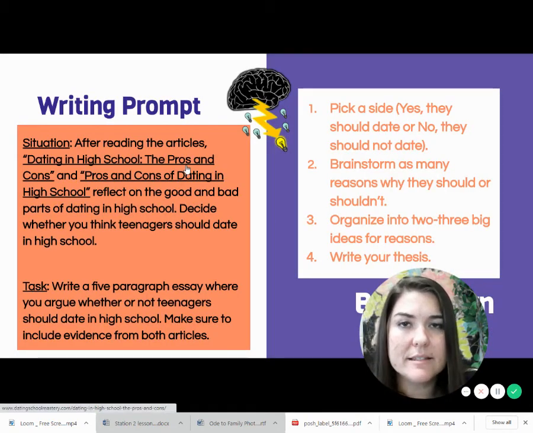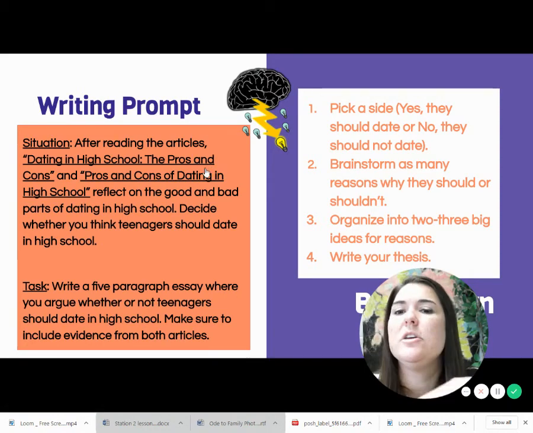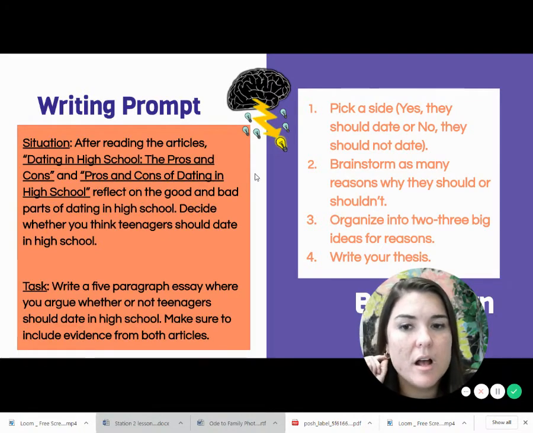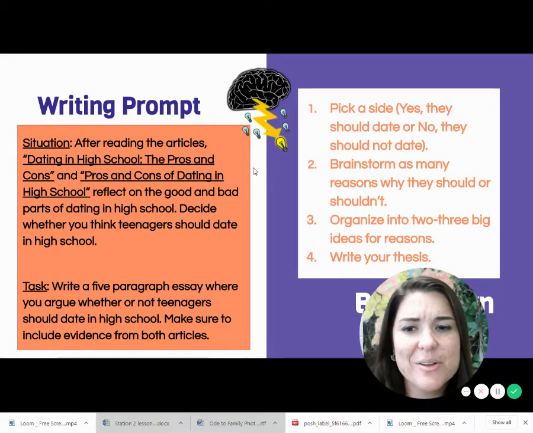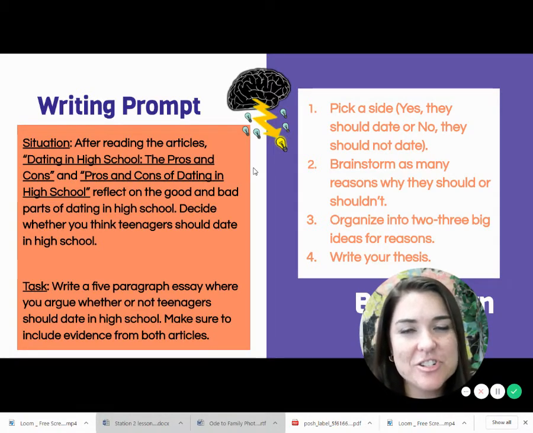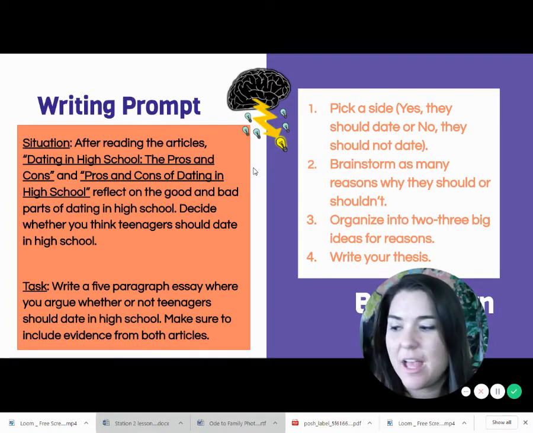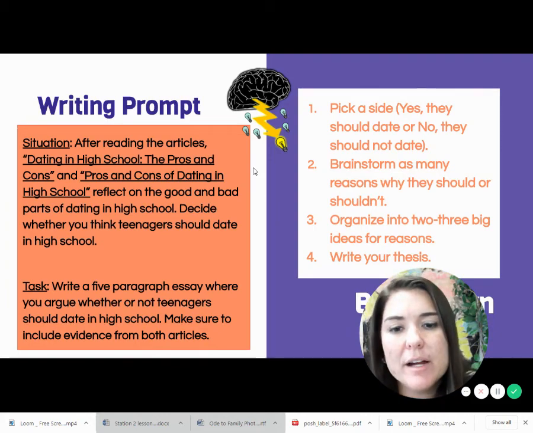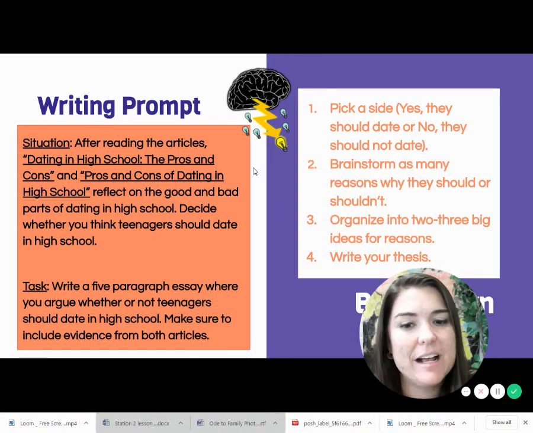Now, here's an example writing prompt I'm going to use with you. This is what it would look like on a state test. Situation: after reading the articles, Dating in High School, the Pros and Cons, and Pros and Cons of Dating in High School, reflect on the good and bad parts of dating in high school. Decide whether you think teenagers should date in high school. I think I could have written a better prompt than that, but you get the idea. Write a 5-paragraph essay where you argue whether or not teenagers should date in high school. Make sure to include evidence from both articles.